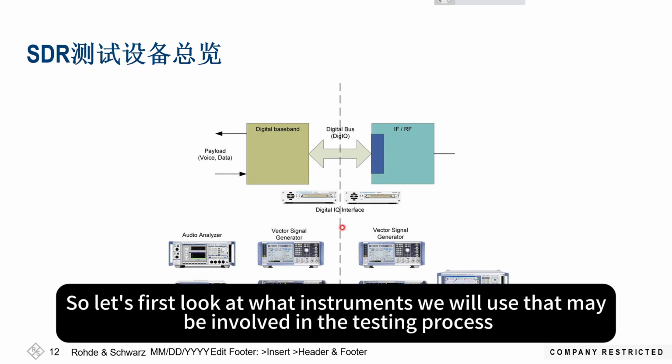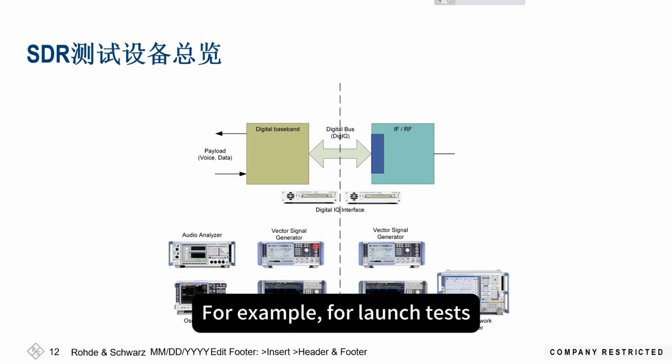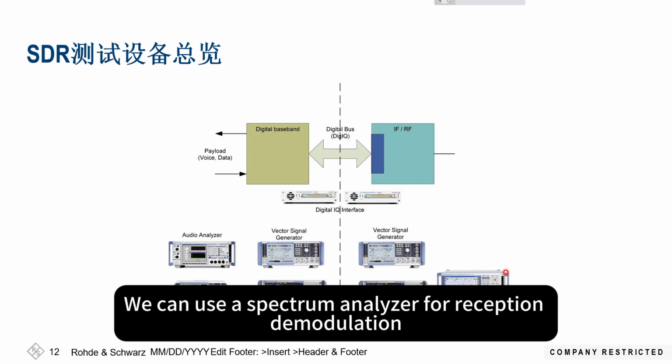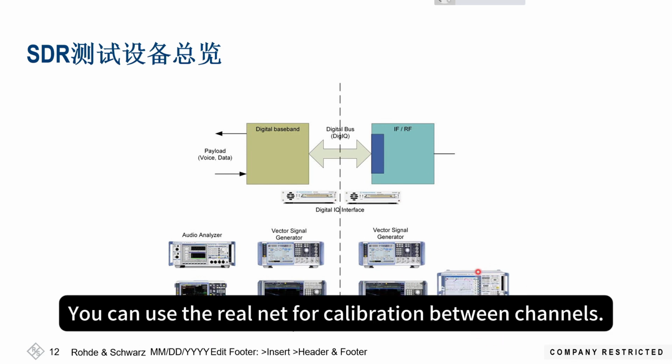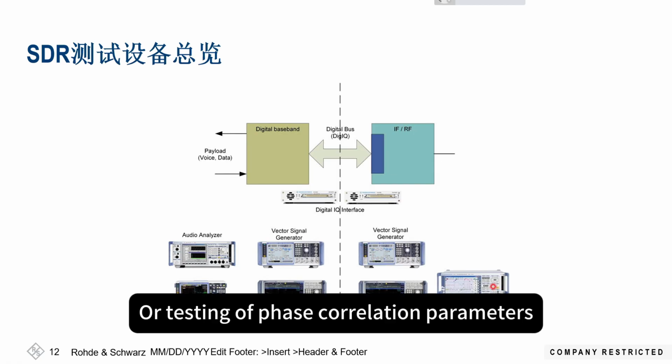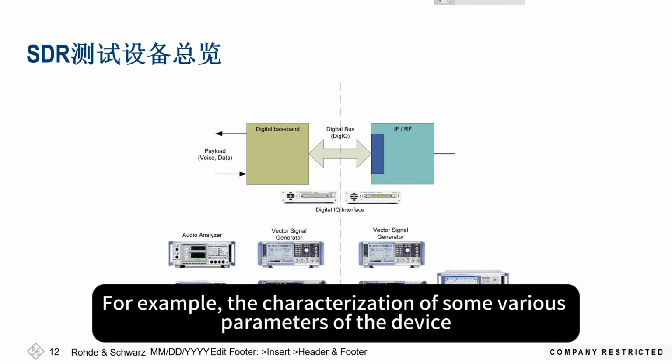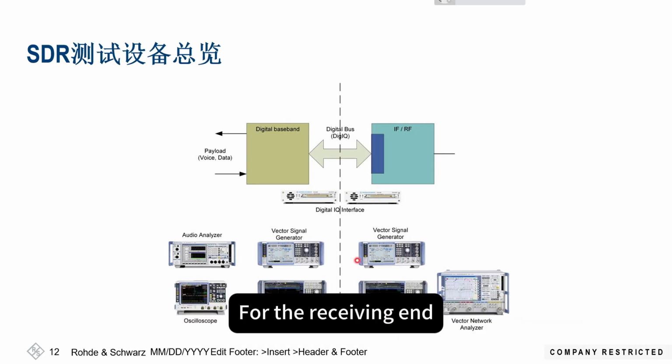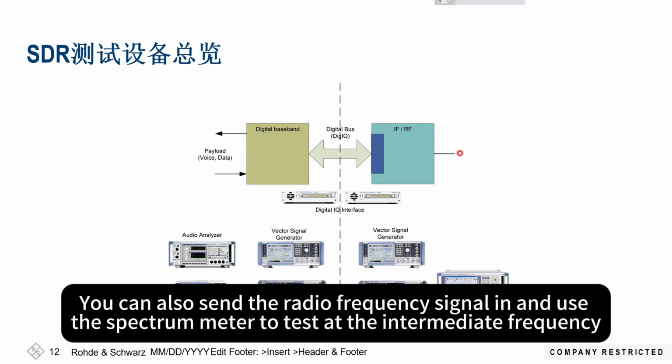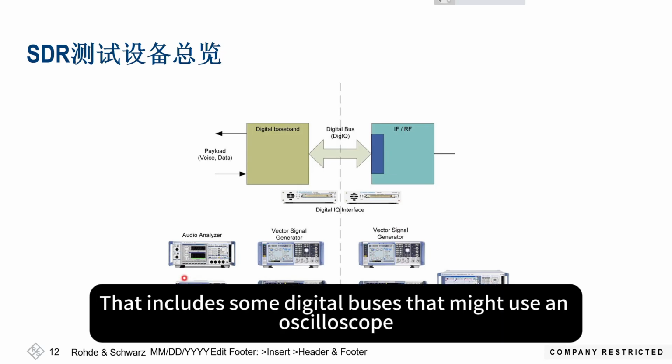So let's first look at what instruments we may use in the testing process. For example, for transmit tests, we can use a spectrum analyzer. For reception demodulation, you can use a network analyzer for calibration between channels, or testing of phase correlation parameters, for example the characterization of various parameters of the device. For the receiving end, you can also send the radio frequency signal in and use the spectrum analyzer to test at the intermediate frequency. That includes some digital buses, where you might use an oscilloscope.